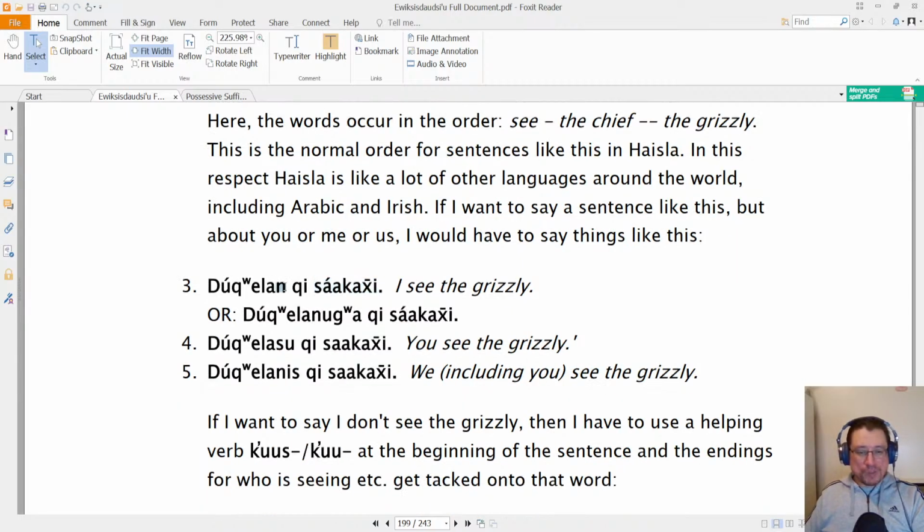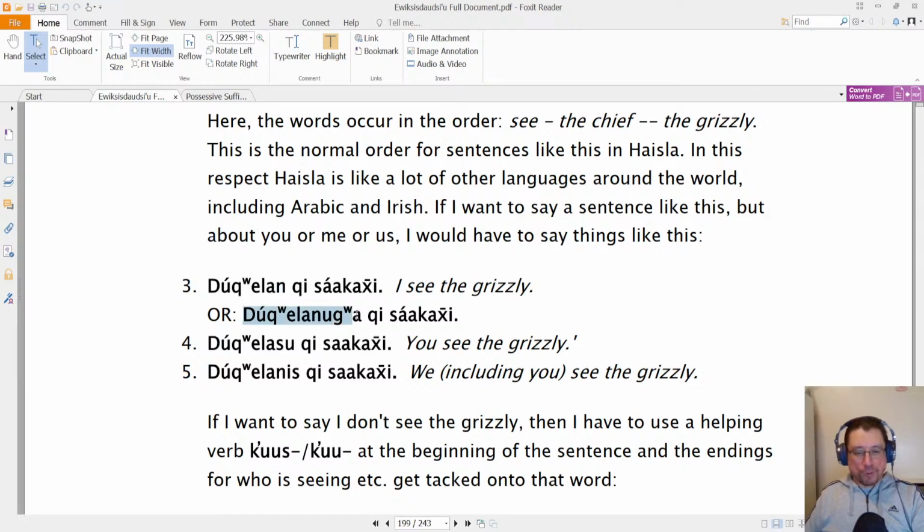So sometimes you'll see this N get attached to the end of a word, or sometimes you'll see the whole word nugwa. So you could hear dukwila nugwa, ke sa kyahe. And this is a little bit longer. So this really comes down to personal preference again. You'll find that a lot of things come down to the speaker's preference.